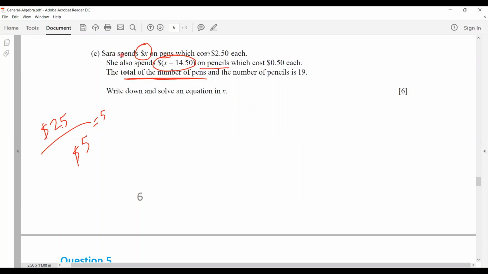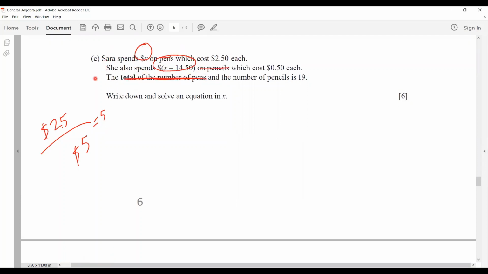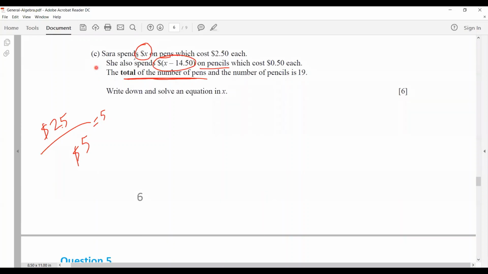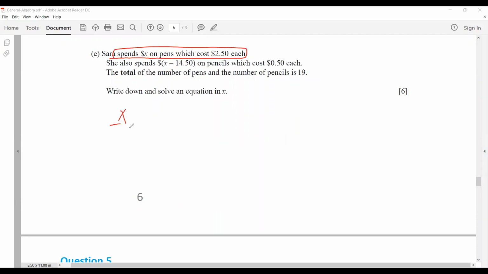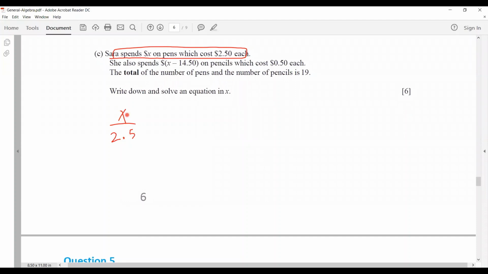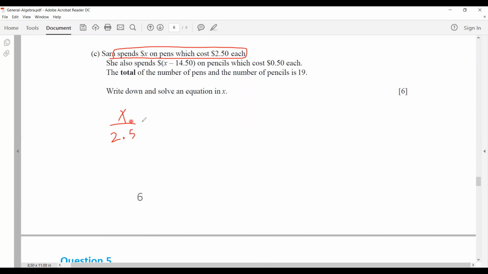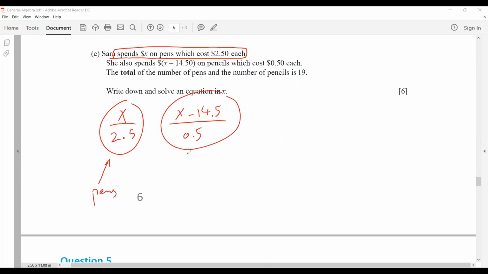I want to find out from the first statement. Let's go sentence by sentence. No need to confuse yourself. From the first sentence, if I ask you what is the number of pens that she bought, you would say x over 2.5, because she spent x dollars, and each pen was $2.50. So this fraction gives me the total number of pens, right? So this is pens. For pencils, this is (x minus 14.5) divided by 0.50. So this is the number of pencils, right?